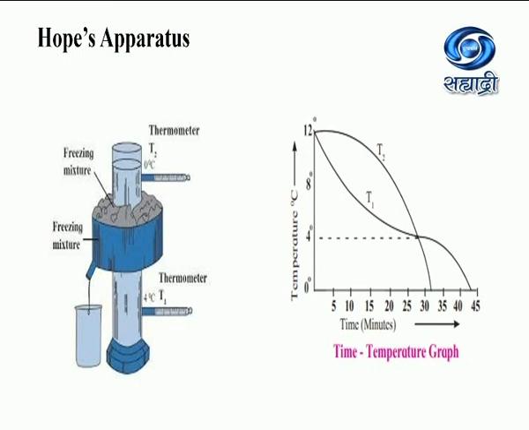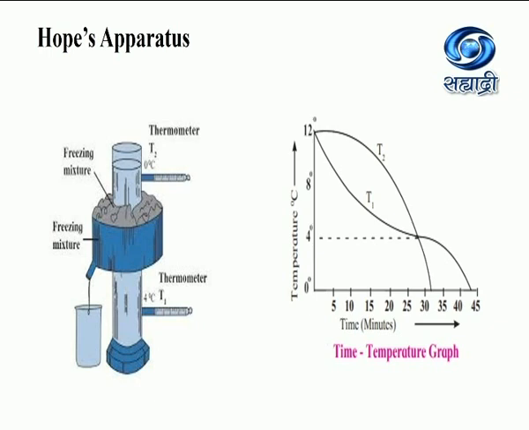Water is filled in the cylindrical container and a freezing mixture of ice and salt is put in the flat bowl. During the study of anomalous behavior of water using Hope's apparatus, temperature T1 and temperature T2 are recorded after every 30 seconds.